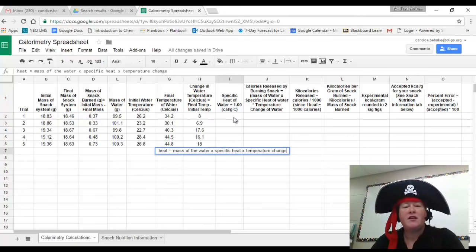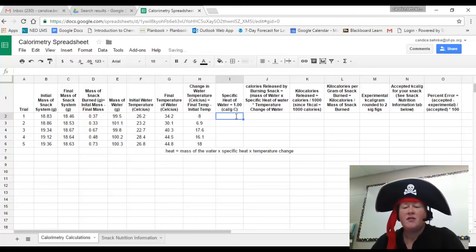So the specific heat of water is a number that stays the same all the time. In this case, it happens to be 1.00 calories per gram per degree Celsius. So that is a physical property of water, the specific heat value. So we're going to put our 1.00 in. Unfortunately, it just changes it to 1, and I'm going to copy it to all of it because water is the same.